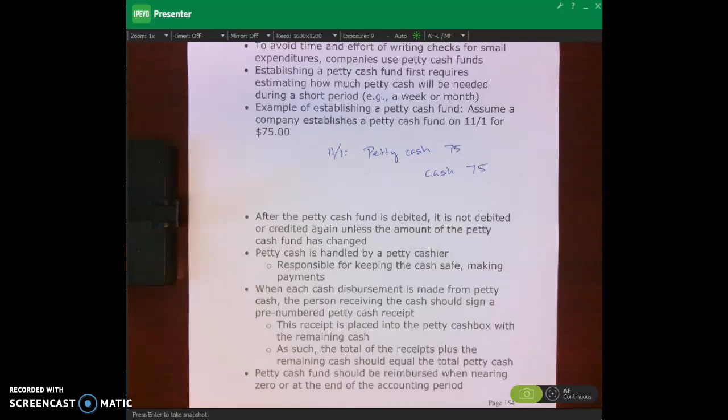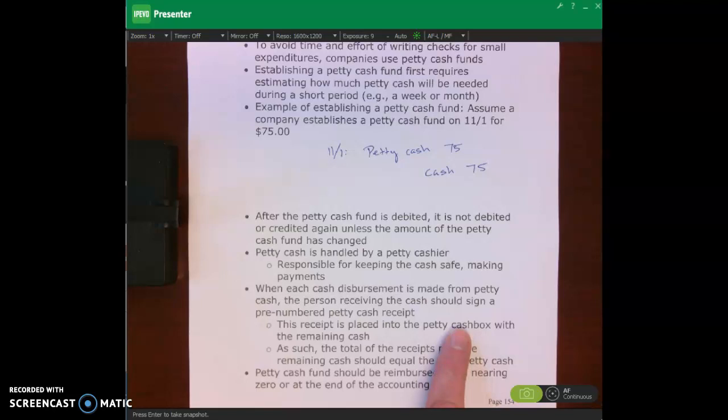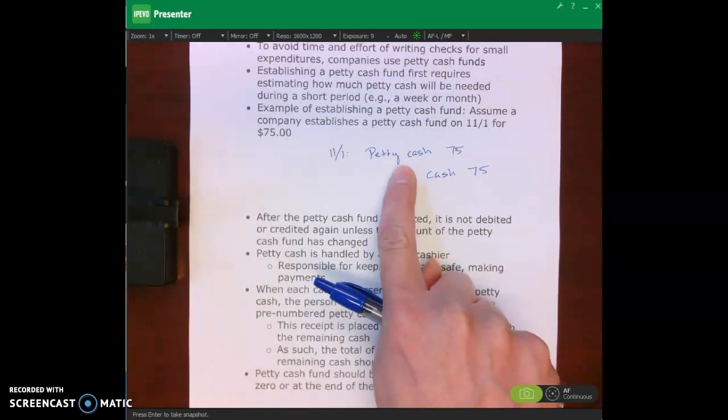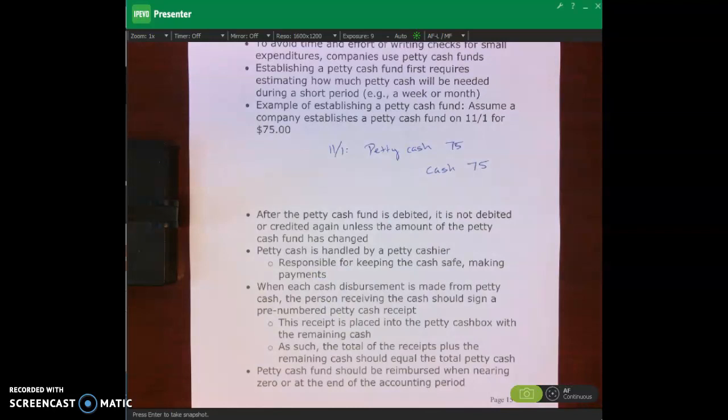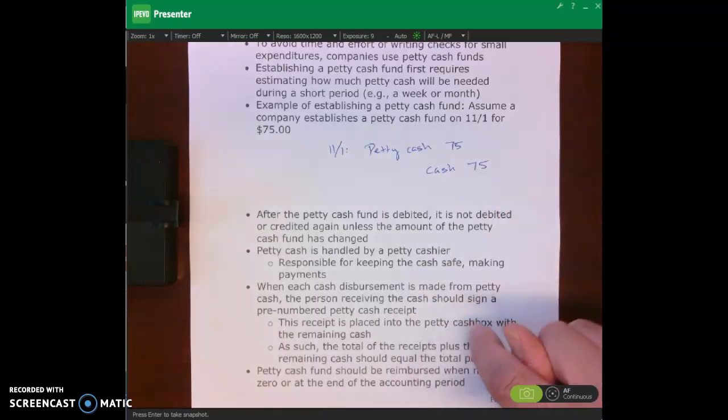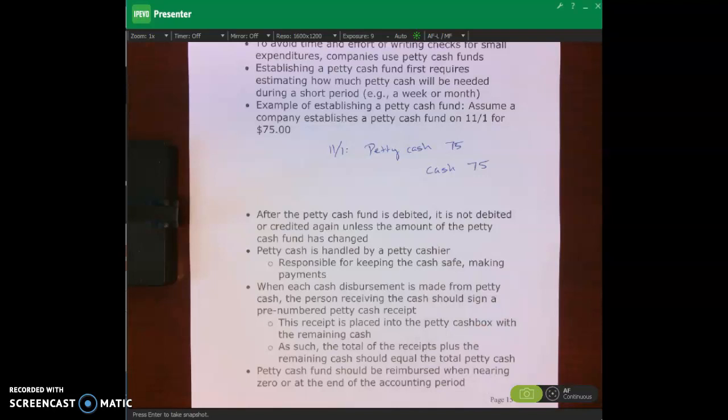Okay. So what we could do is we could total all the receipts right here, petty cash receipts, plus our remaining petty cash, and then that should equal the debit to petty cash right there. Okay, that should equal our total petty cash. Now, what we're going to have to do is when we start seeing that we don't have very much physical cash in our lockbox, when we start to see, well, we're running low on cash, what we have to do is reimburse, okay, the petty cash fund.